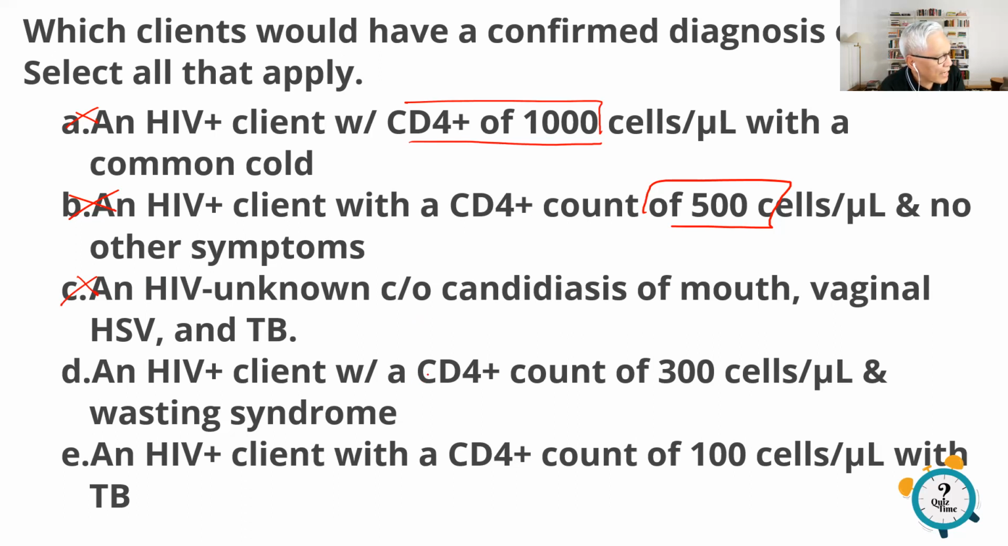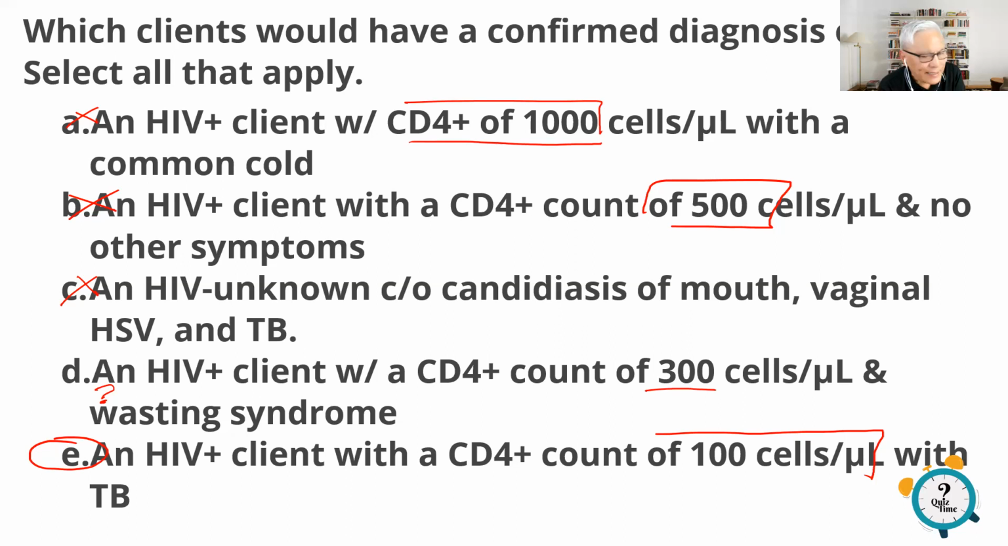An HIV client with CD4 count of 300 cells and wasting syndrome. Okay, so this is one. And E, an HIV client with CD4 count of 100 cells, and this would be the presence of TB. So this is definitely correct. So letter E is the best response over here.